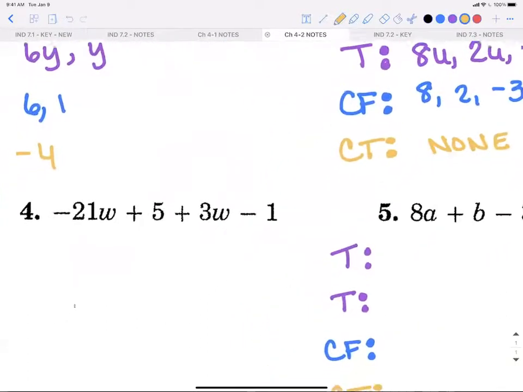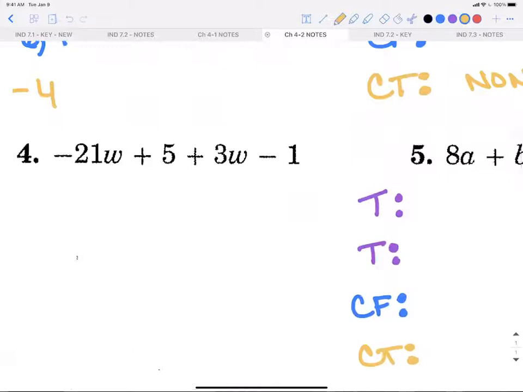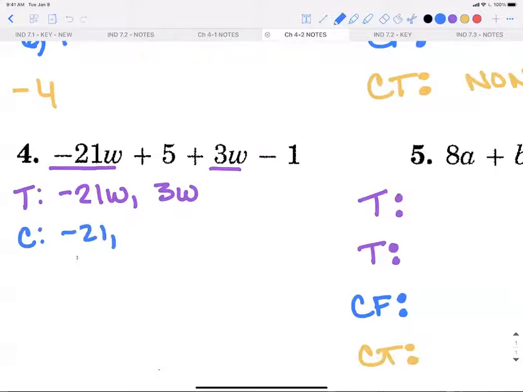Let's do number 4. And if you don't want to put this one in your notes, you don't have to. You've got a couple of good examples. So if you just want to, do it together and watch. Our first thing is we're going to list our terms. And here our terms are negative 21w and 3w. So I'm just going and finding everything that has a variable. So negative 21w and 3w. Next, I'm going to list my coefficients. Well, that's just pulling the negative 21 and the 3 off my terms.